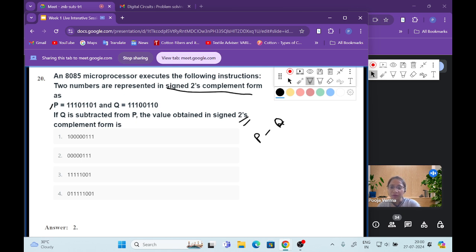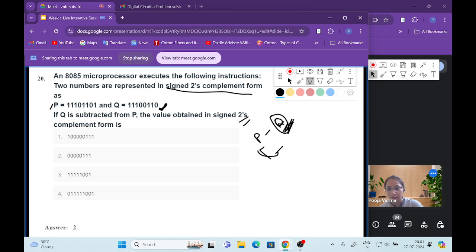But what we need to do is subtract Q from P. We can't perform the subtraction directly. So what we are doing is taking the 2's complement of Q, which we are going to subtract, and then adding it to P. This is the basic method whenever you solve a question like this: take the 2's complement of the number we are going to subtract, then add it to P.